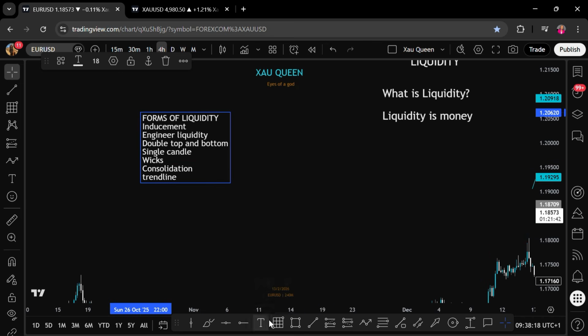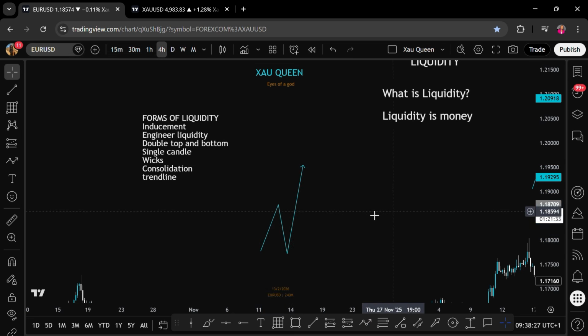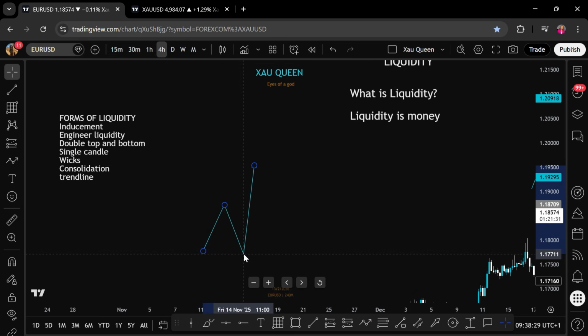Inducement is a trap in the market. Yeah, I told you this is our structure. Now this is our structure. This is a buy structure. What are we supposed to be looking out for? More buys. But do you know that inducements can do this?